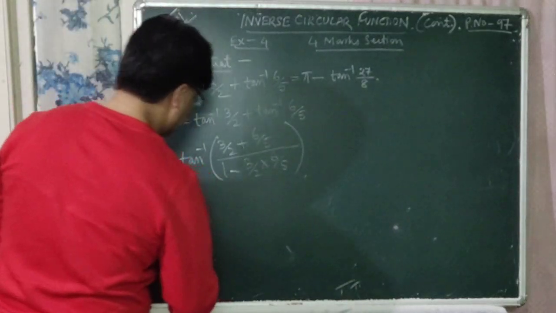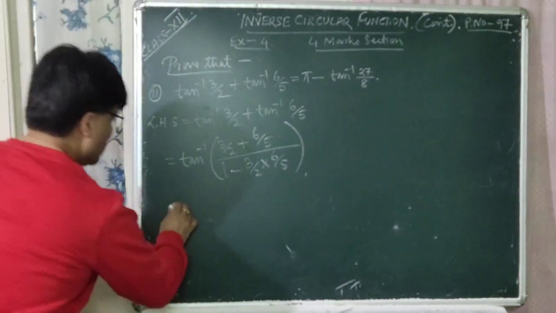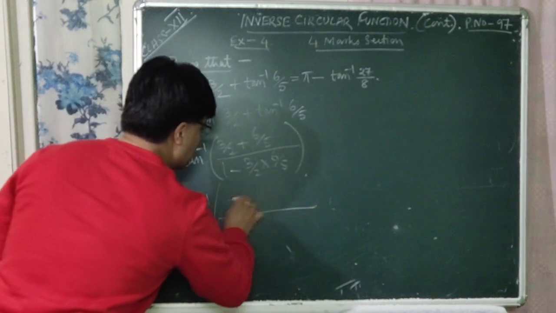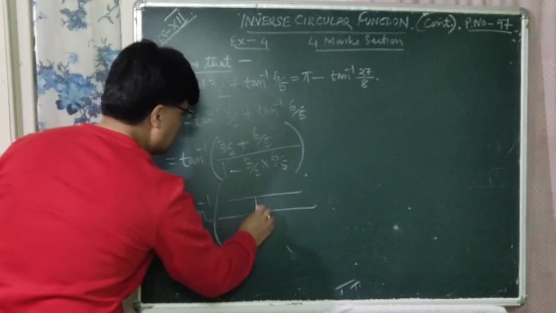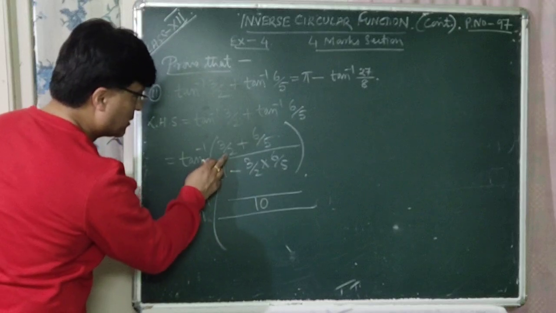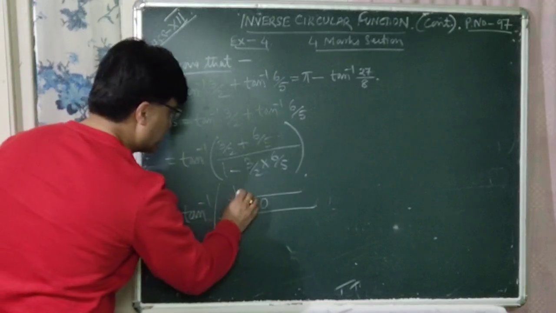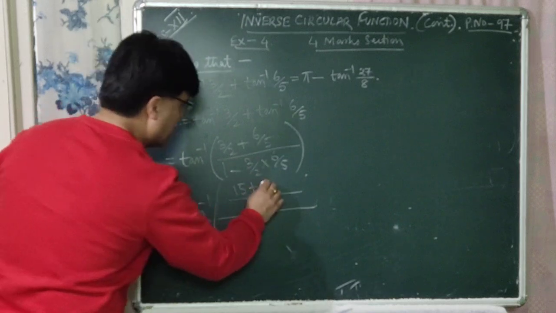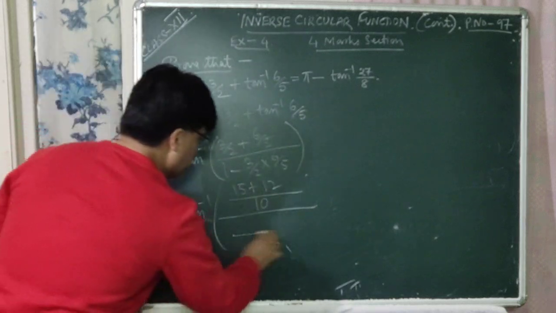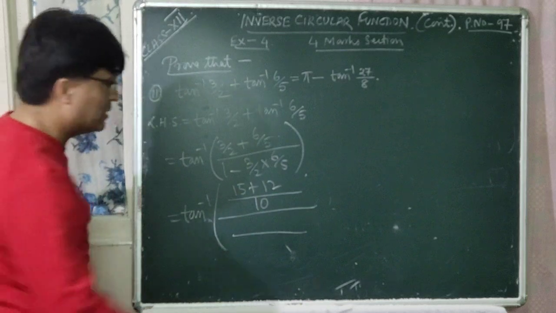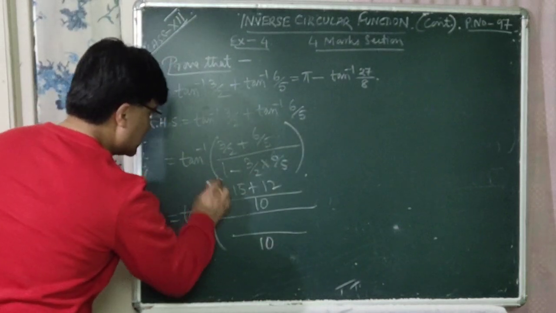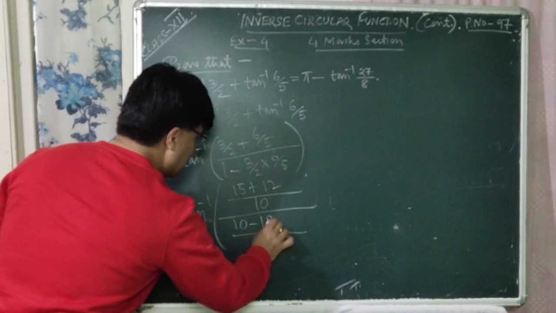So now, which is equal to tan inverse within bracket, what's the LCM in the numerator? 2 5s are 10 is the LCM. 10 divided by 2, that is 5. 5 3s are 15. Plus 10 divided by 5, that is 2. 2 6s are 12. So here also, you don't have to cancel it. Don't cancel it. 5 2s are 10. 10 is the LCM. So 10 1s are 10 minus 18.